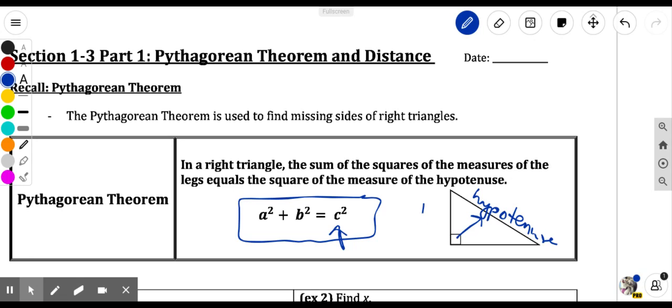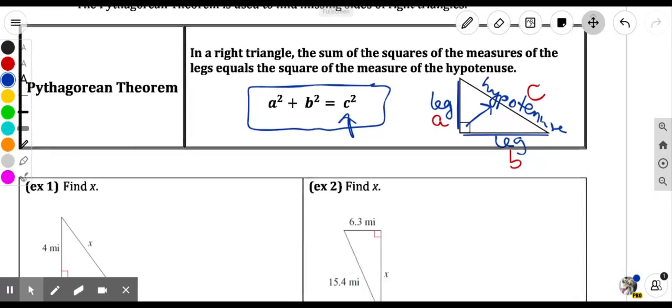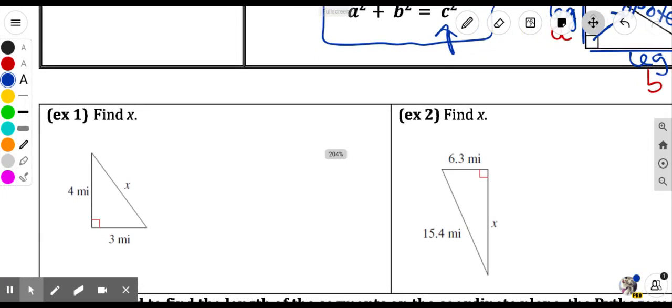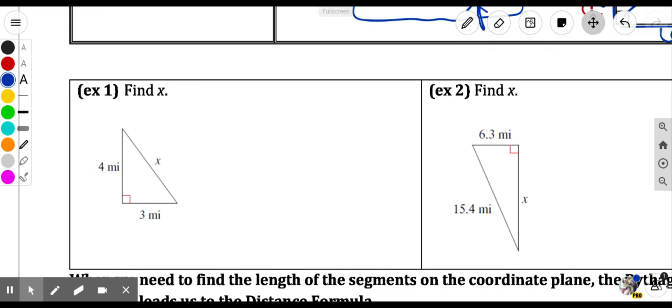Then the other two sides are called legs. So this is one leg and this is another leg. The legs are your A and your B. They're interchangeable. So it doesn't matter which one you say is A or which one you say is B. So I'm going to call this one A, this one B, and your hypotenuse, the most important one, is always your C. So I always suggest for kids to first identify the hypotenuse and then figure out which one you want to call A and B. So I have two examples here, one where we're finding the hypotenuse and one where you're finding a leg. So let's take a look at number one.